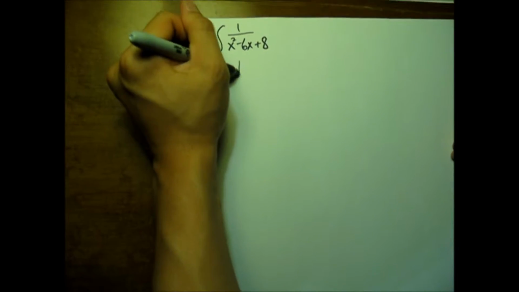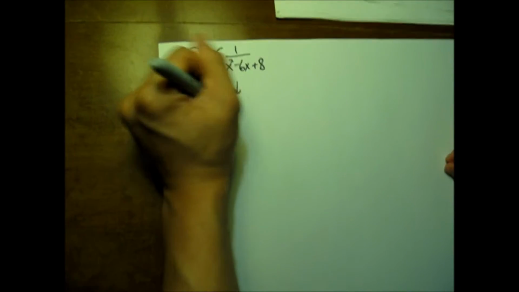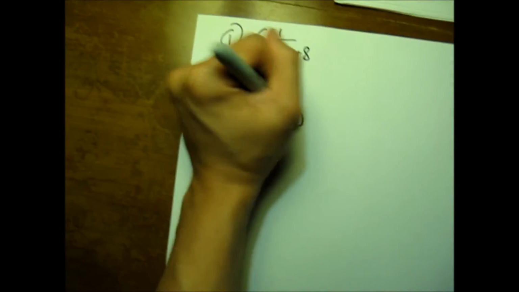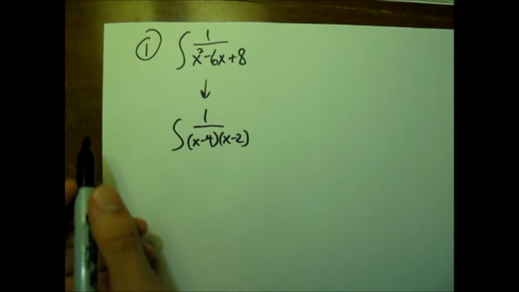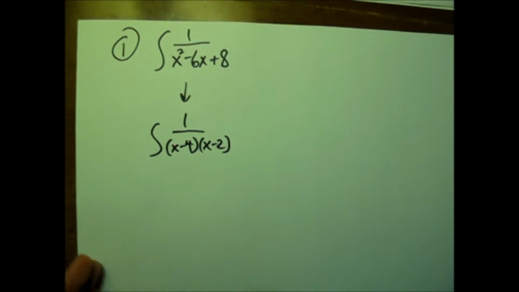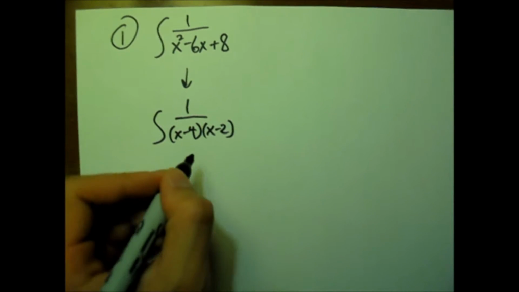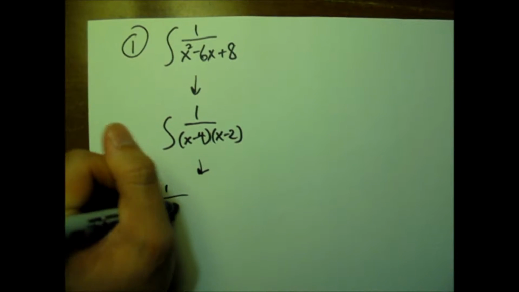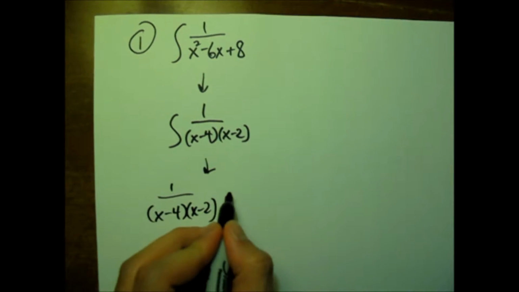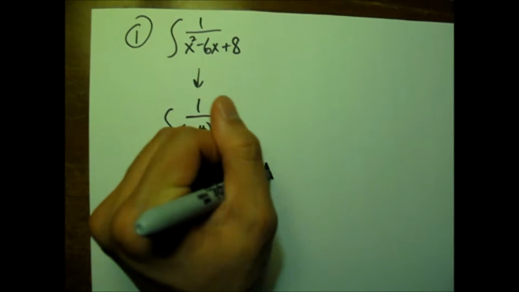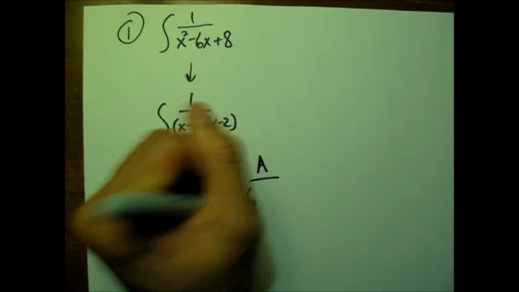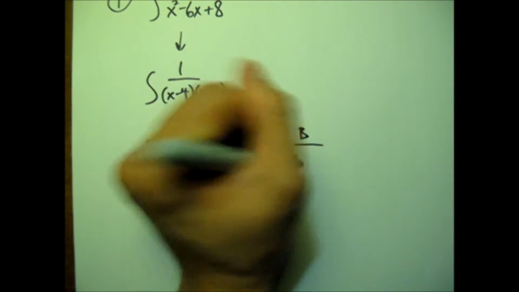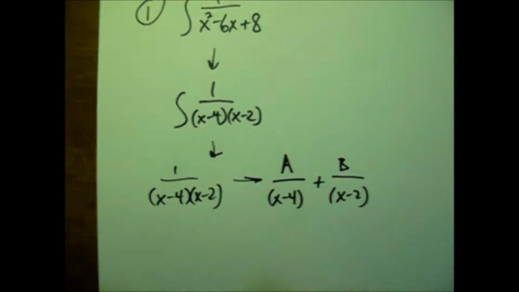So from here, let's just simplify it down to (x minus 4)(x minus 2) on the bottom. So you got your basic form here. And what we're going to do is we're going to literally split this in half. So let's put another arrow here. We turn this into some constant a over (x minus 4) plus b over (x minus 2) on the bottom.